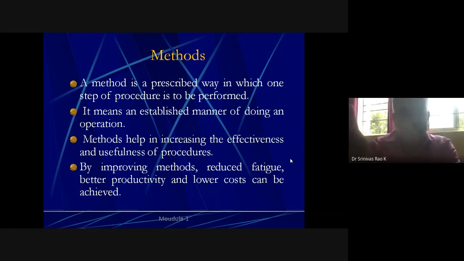Methods help in increasing the effectiveness and usefulness of the procedure. If you use the correct method, the procedure becomes successful. So it is part of the procedure. By improving methods, you can reduce fatigue and achieve better productivity and lower cost. So this is all about methods.